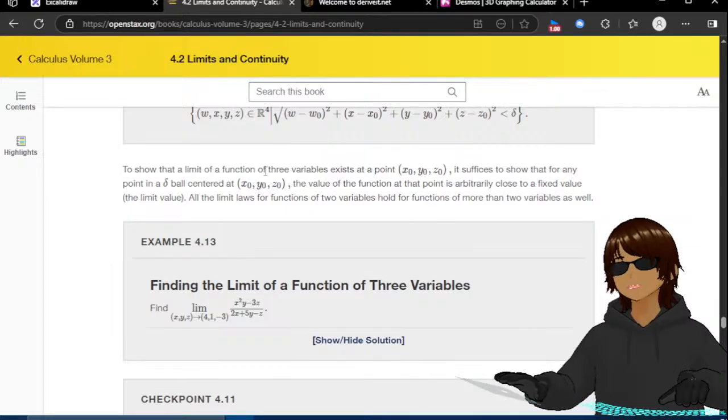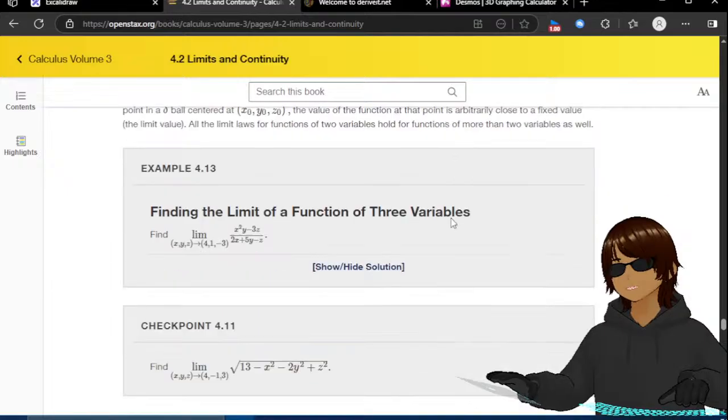To show that the limit of a function of 3 variables exists at a point, it suffices to show that for any point in a ball centered at (x naught, y naught, z naught), the value of the function at that point is arbitrarily close to a fixed value. All the limit laws for functions of 2 variables hold for functions of more than 2 variables as well.